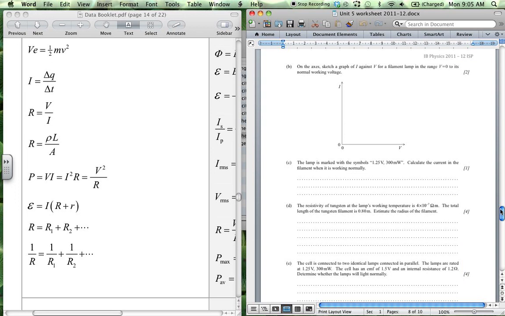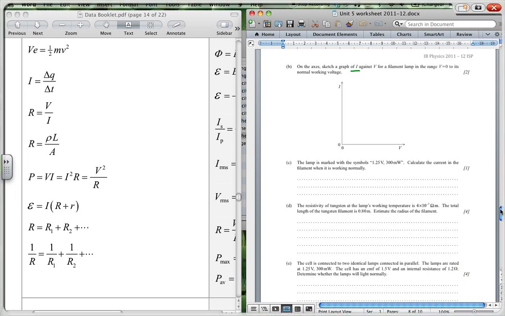It says, on the axes, sketch the graph of I against V for the filament lamp in the range from V equals 0 to its normal working voltage. Now this is not an ohmic conductor. A filament lamp is not an ohmic conductor because the temperature is changing. As you increase the current through the filament lamp, the temperature increases, and therefore the resistance increases.